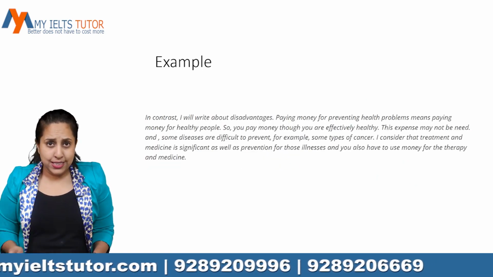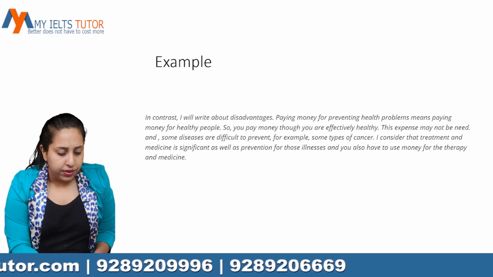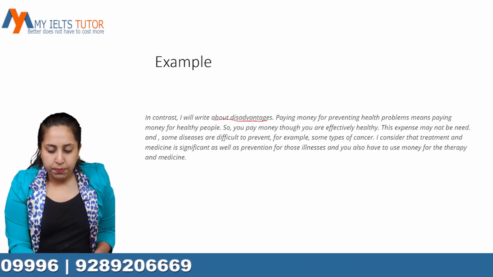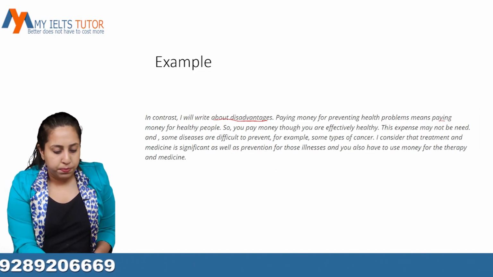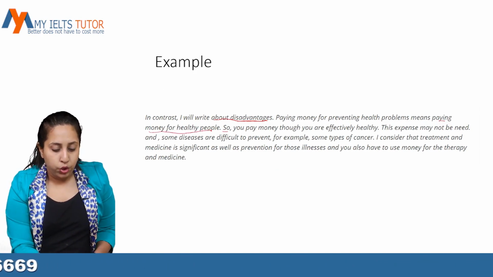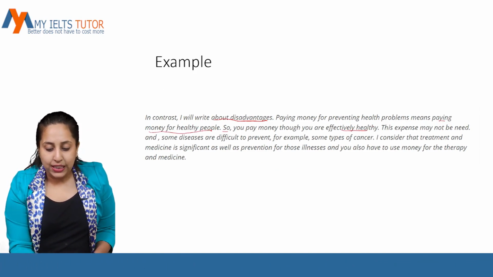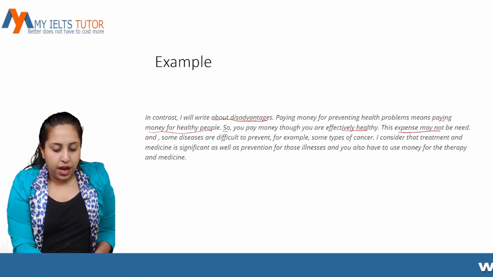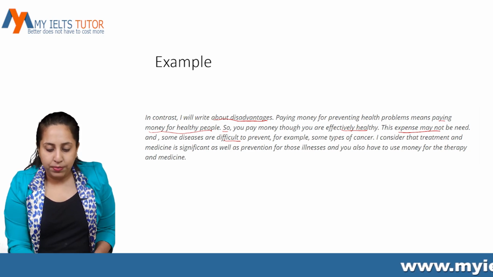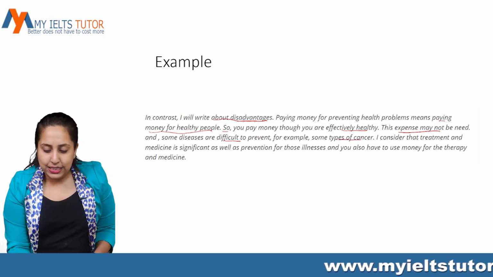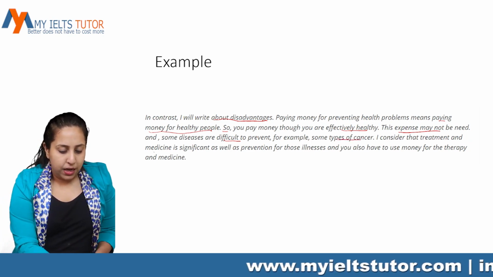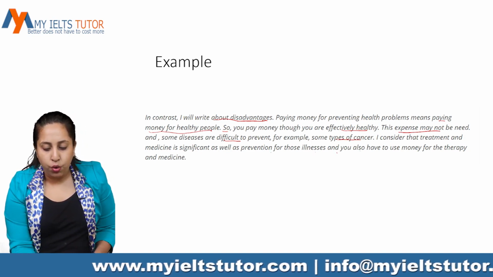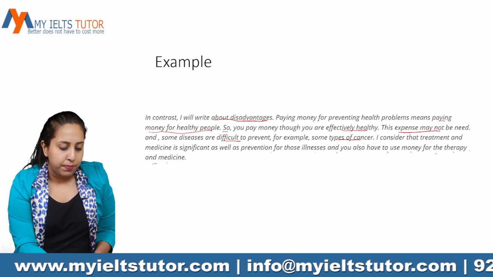Now let's take an example. Here I have written a paragraph. In contrast, I will write about the advantages. Paying money for preventing health problem means paying money for healthy people. You pay money though you are effectively healthy. This expense may not be need, and some diseases are difficult to prevent. For example, some types of cancer. I consider that treatment and medicine is significant as well as prevention of those illness, and you also have to use money for therapy and medicine.